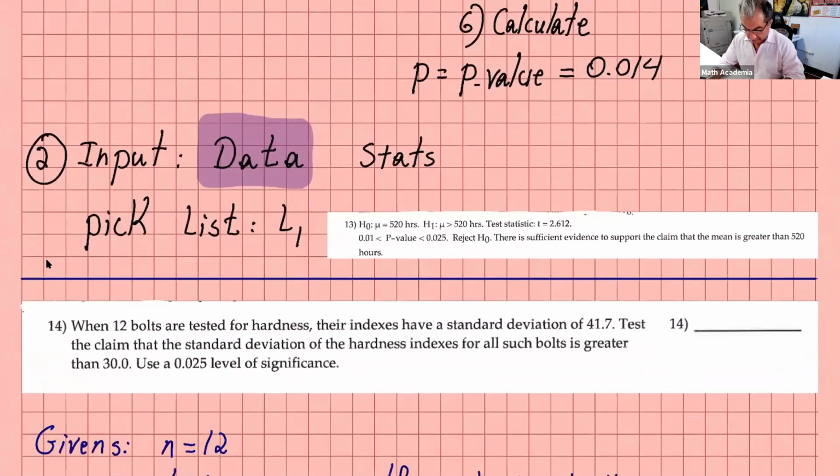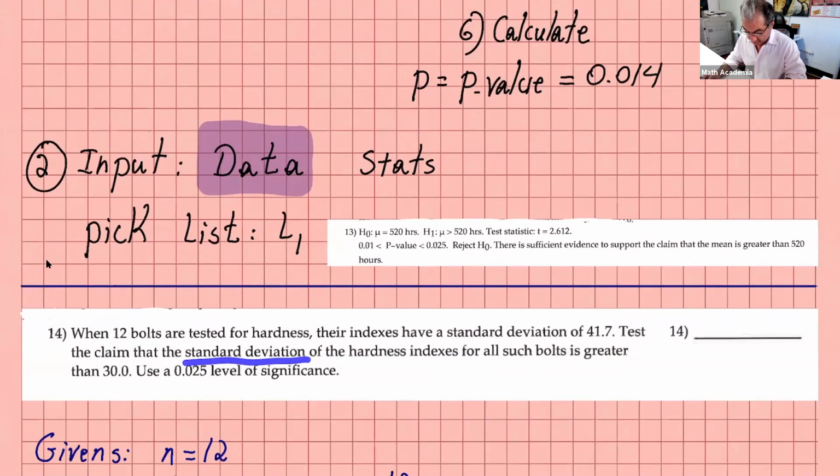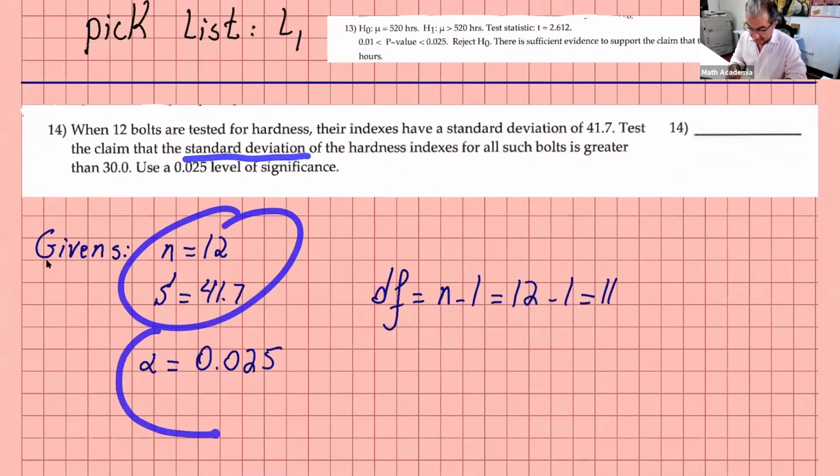So the notes. Number 14, when 12 bolts are tested for hardness, their index have a standard deviation of 41.7. Test the claim that the standard deviation of hardness indexes for all such bolts is greater than 30. Use 0.025 level of significance. This is a claim about standard deviation. So I put the givens here.